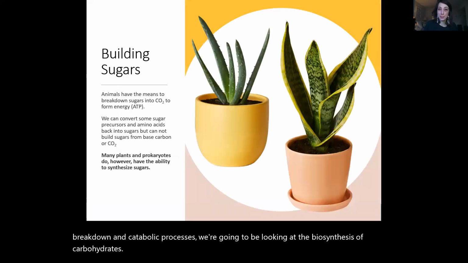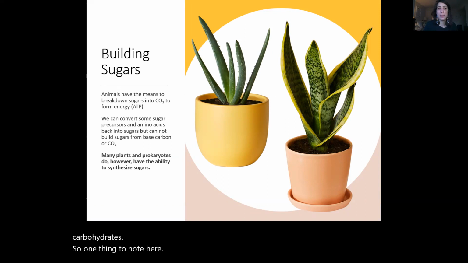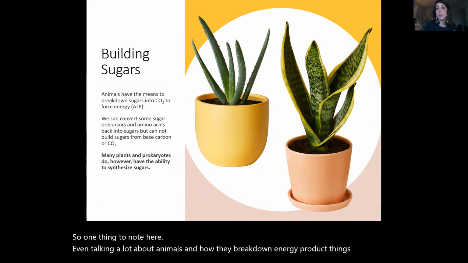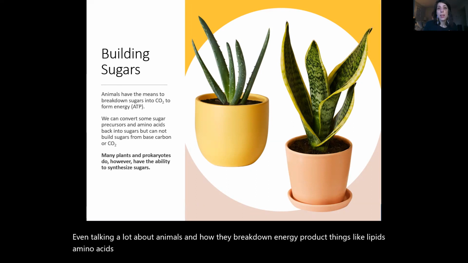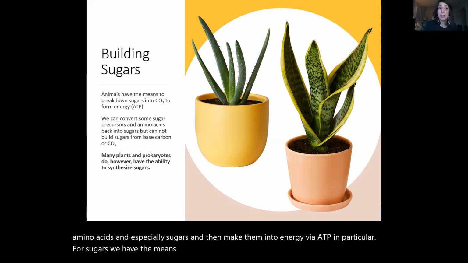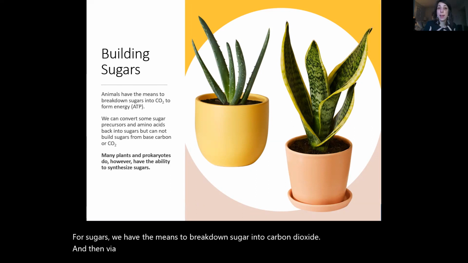So, one thing to note here, we've been talking a lot about animals and how they break down energy products, things like lipids, amino acids, and especially sugars, and then make them into energy via ATP in particular. For sugars, we have the means to break down sugar into carbon dioxide and then via respiration make that breakdown products NADH, FADH into ATP.